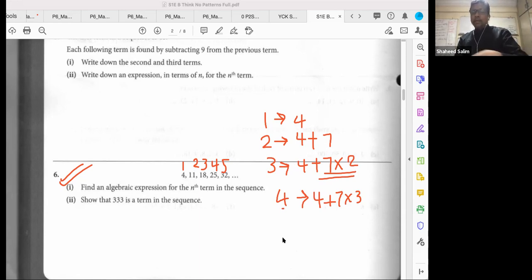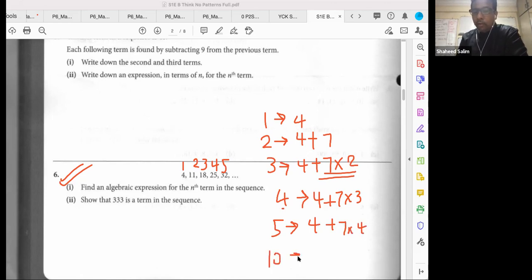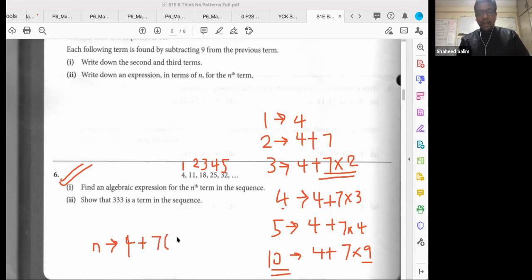So how to find, let's say, the fifth term? I don't even need to see, I can say 4 plus 7 times 4. If the 10th term, 4 plus 7 times 9. Why do I know? It must be 1 less. So I can write a formula now. If it's the nth term, it's also 4 plus 7 times what's 1 lesser than n? n minus 1. Now you times it out. 7 times n, 7n. 7 times minus 1, minus 7. So now you have 4 plus 7n.